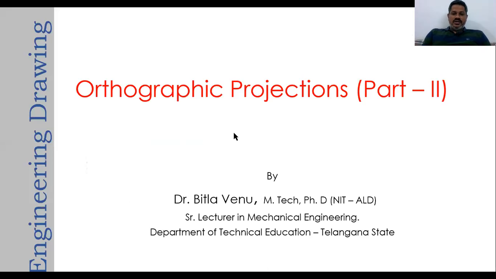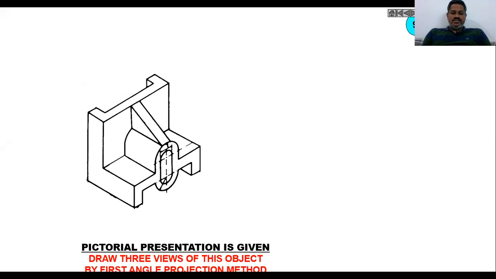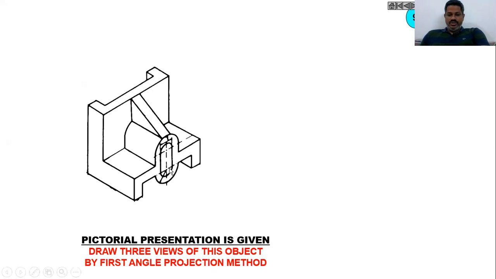In this session, let me take one example here now. This is a mechanical component, and for this component, I will try to draw the front view, side view, and top view in first angle projection. So this is a mechanical component, and I'm taking a component here. For this component, I'm assuming this as a front view, then this is my top view, and this is my side view.